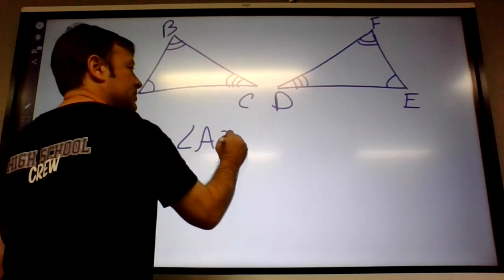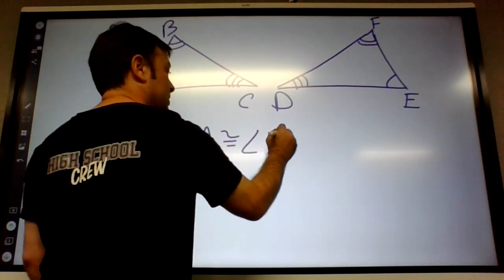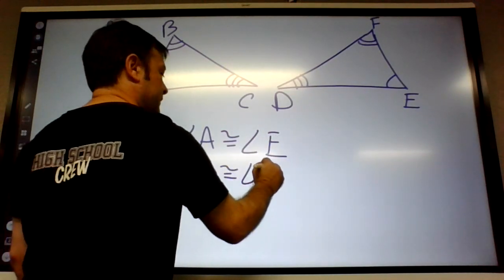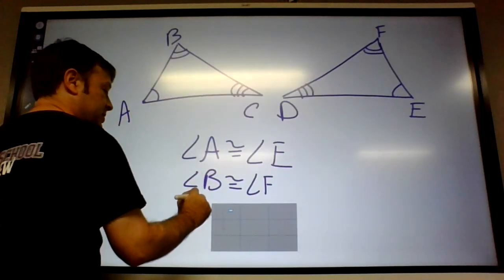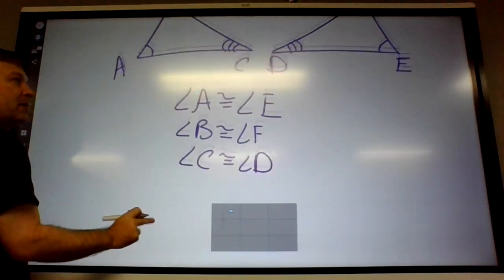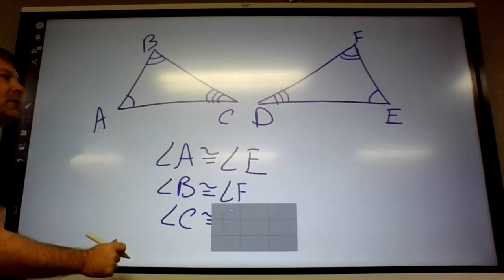Angle A is congruent to angle E. Angle B is congruent to angle F. Angle C is congruent to angle D. Okay, but also the corresponding sides are congruent.